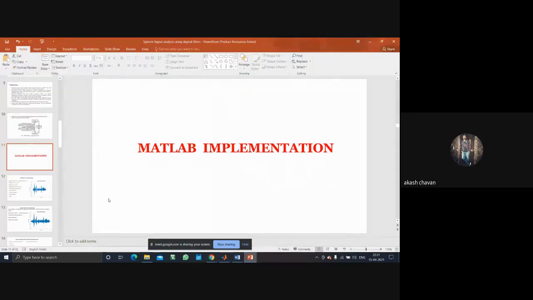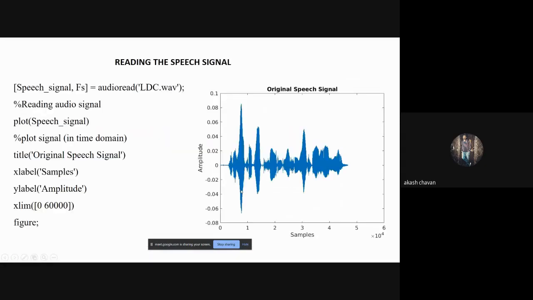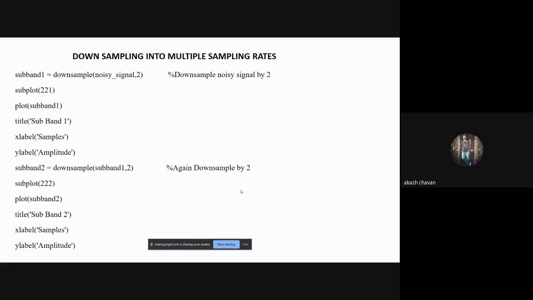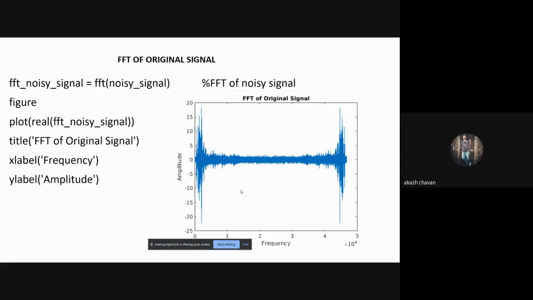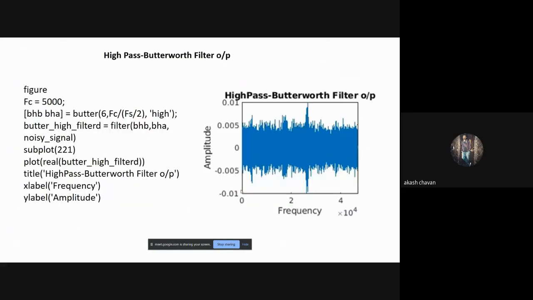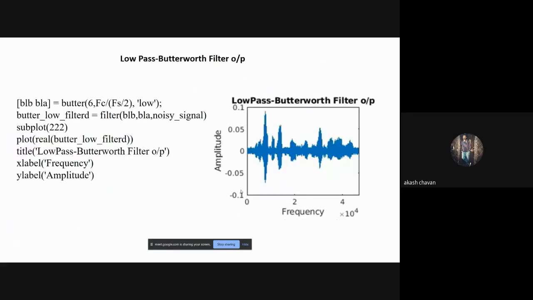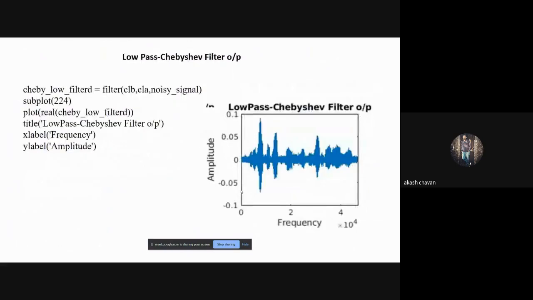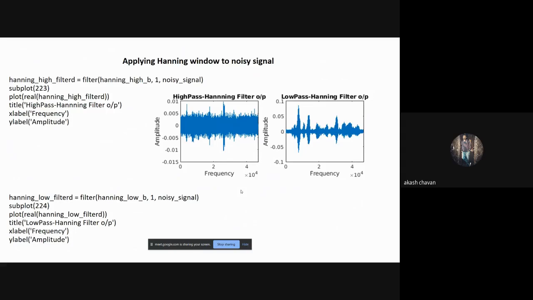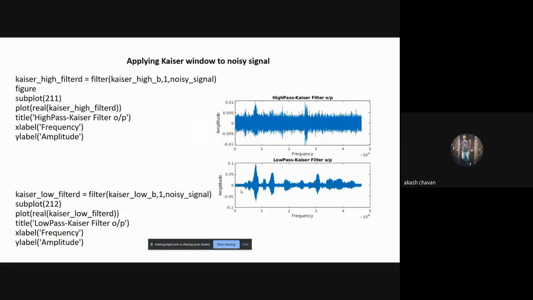Now we will go back to the final PPT. Here I have included all the outputs and codes: reading the speech signal, adding the Gaussian noise, downsampling the signals into subbands, then applying the fast Fourier transform, FFT, on the downsampled subbands also, the filter design of Butterworth high pass filter, low pass Butterworth filter, high pass Chebyshev filter, low pass Chebyshev filter, and applying the various windowing techniques for FIR filter: Hamming, Hanning, Blackman, rectangular, and Kaiser.